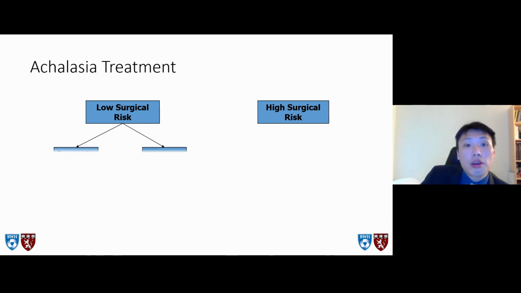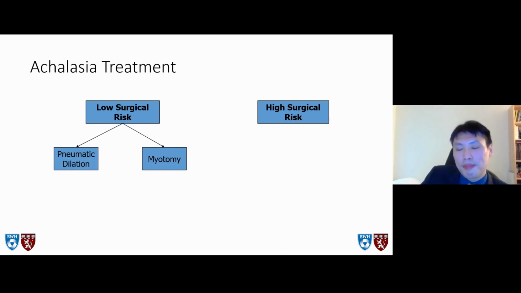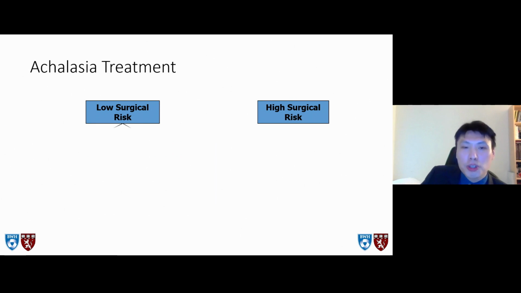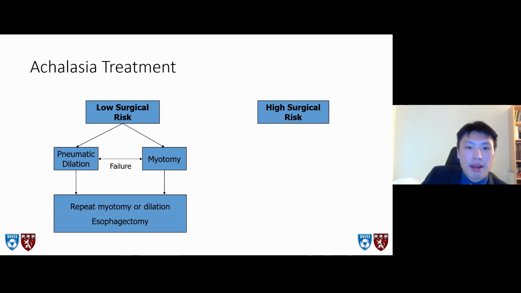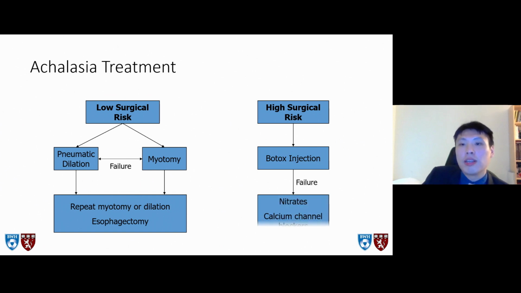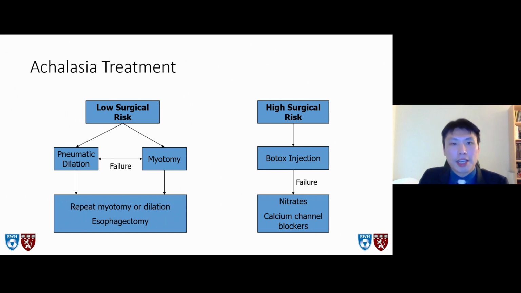So in those, I reversed myself. For low surgical risk, we want to do either pneumatic dilation or myotomy. And if they fail, you can then think about repeating and doing the other therapy. For high surgical risk patients, we would generally do Botox or, if they fail, smooth muscle relaxant, because of potential complications.